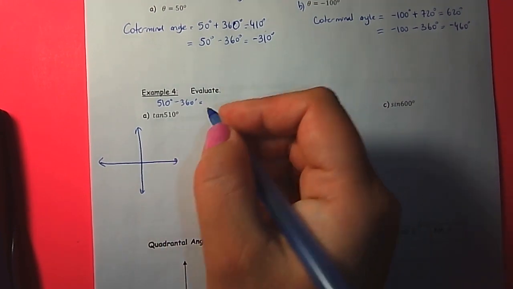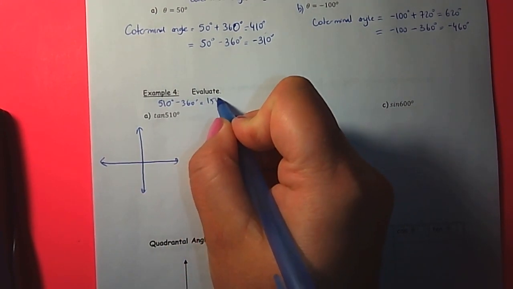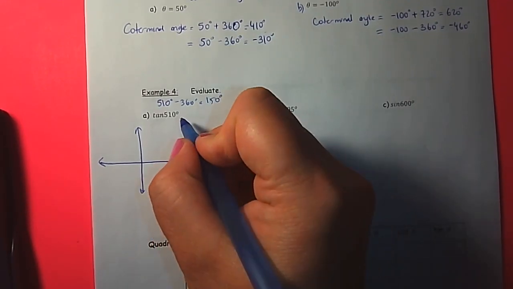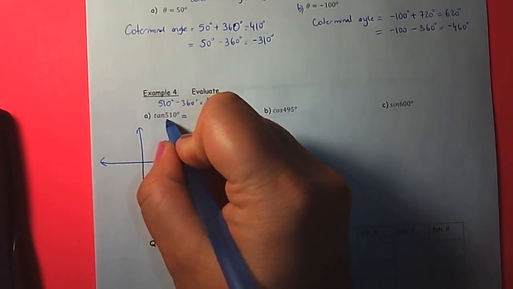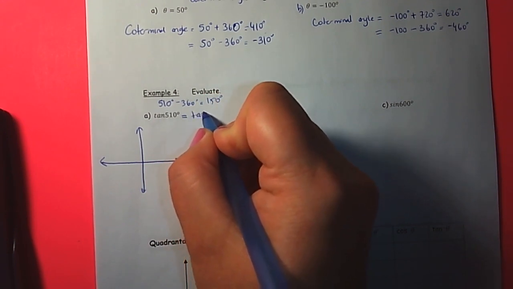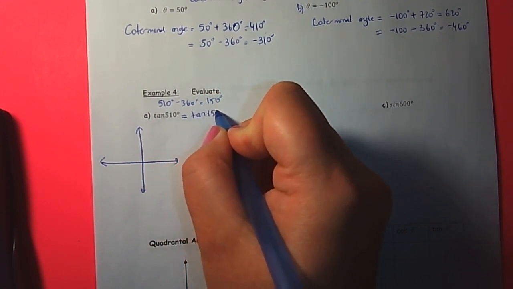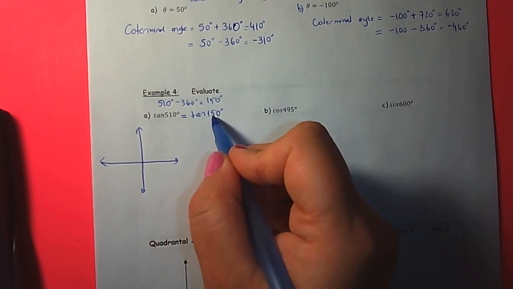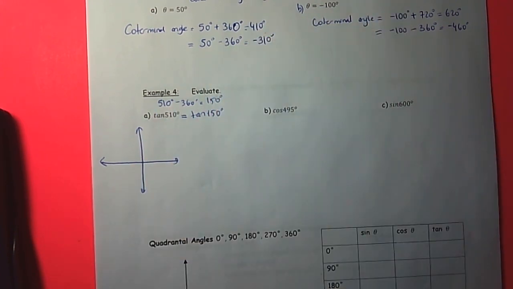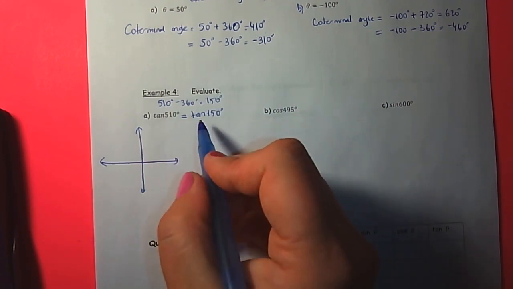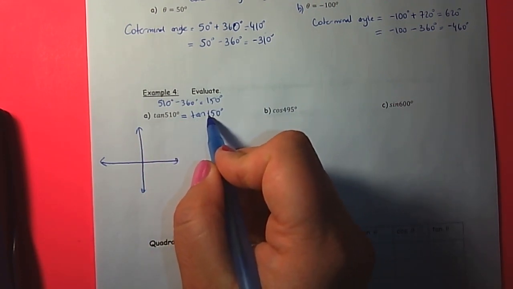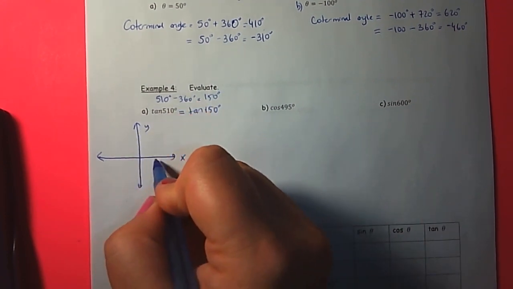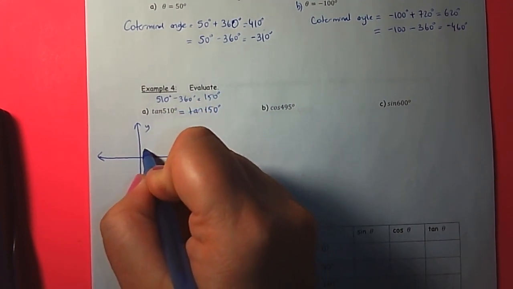So that gives us 150. Again, we know that coterminal angles have the same trigonometric ratios. So tangent 510 is equal to tangent 150. If I get tangent 150, I can calculate tangent 510. So let's sketch 150. Again, this is 90, this is 150.